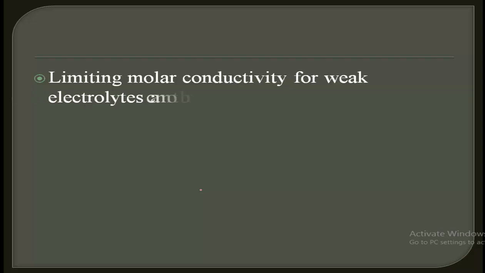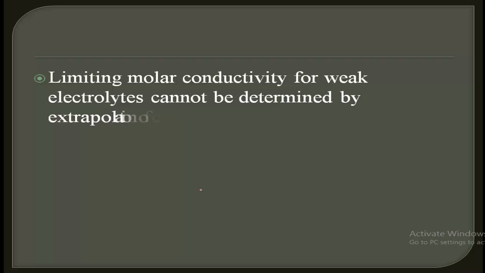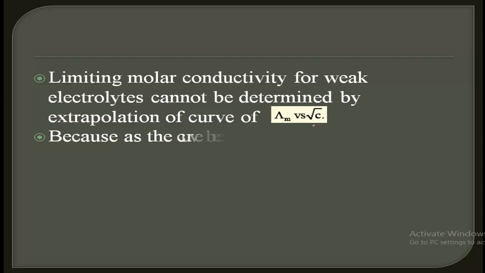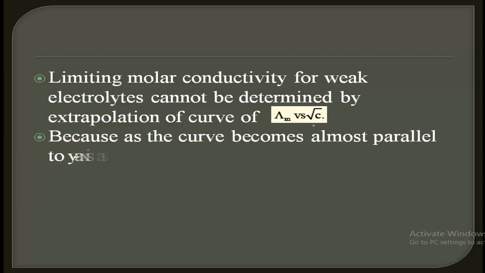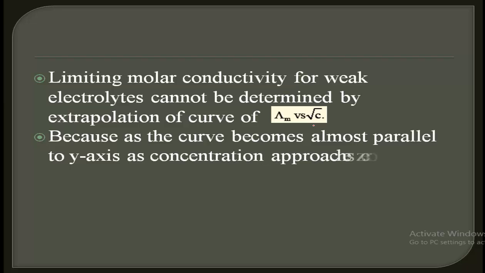The limiting molar conductivities for weak electrolytes cannot be determined by extrapolation of the curve of lambda m versus square root of c. That is, molar conductivity versus square root of concentration. Now, limiting molar conductivity of weak electrolytes cannot be found out by graph. It is because the curve becomes almost parallel to the y-axis as concentration approaches 0.